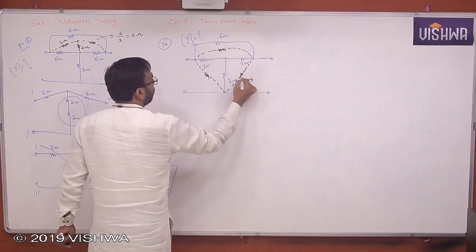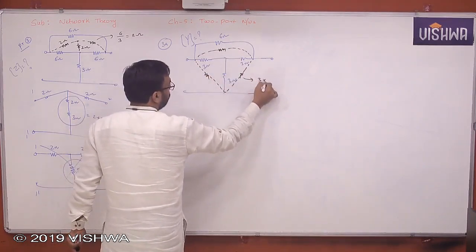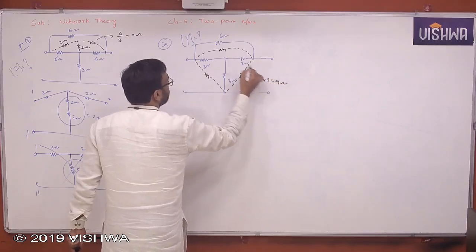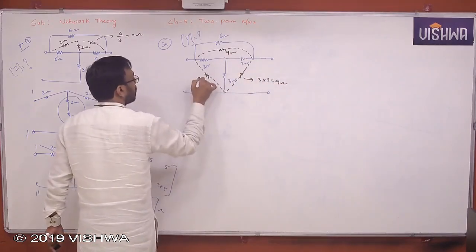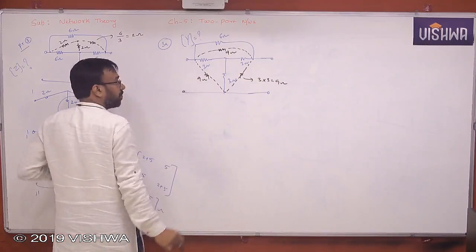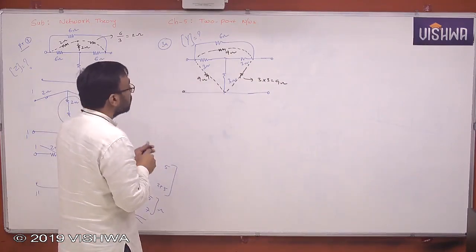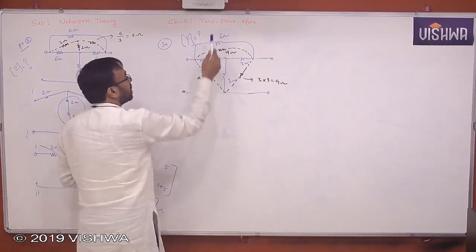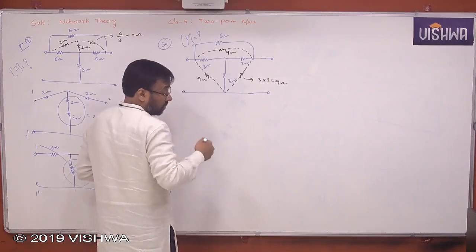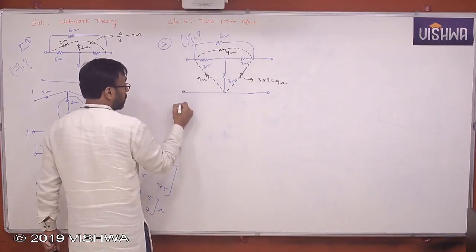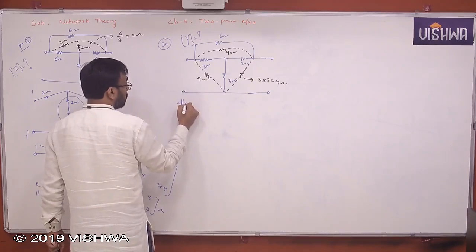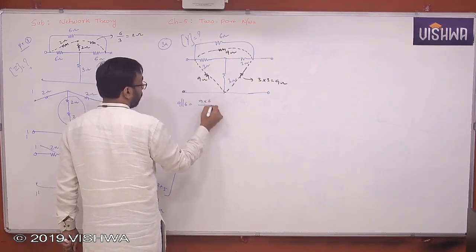So all are equal values, 3, 3, 3. Therefore 3 into 3, you get 9 ohm. This is also 9 ohm, and this is also 9 ohm. Yes or no? So what is the final result you get? This 9 and 6 will be parallel, yes or no? Okay, 9 and 6 will be parallel. So 9 ohm, 6 parallel: 9 into 6 by 9 plus 6.